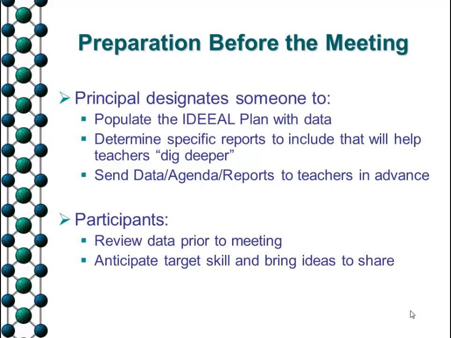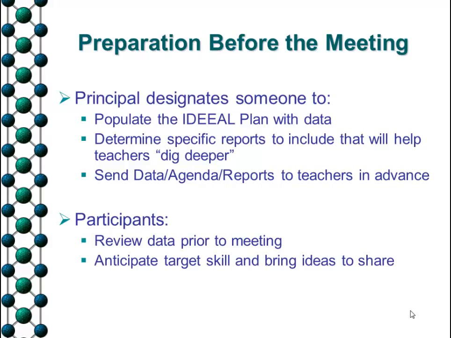For instance, performance level data for PSSAs only gives one 20,000-foot view of where the students are. But to dig deeper, a report through something like eMetric that would show where students performed against the reporting categories would be more helpful when trying to determine what skills a grade level team is going to focus on for their goal.